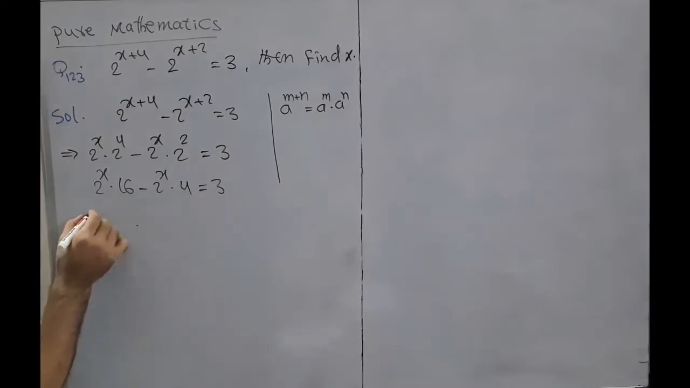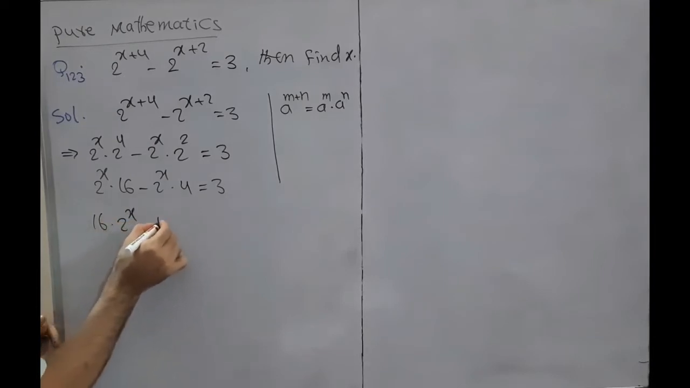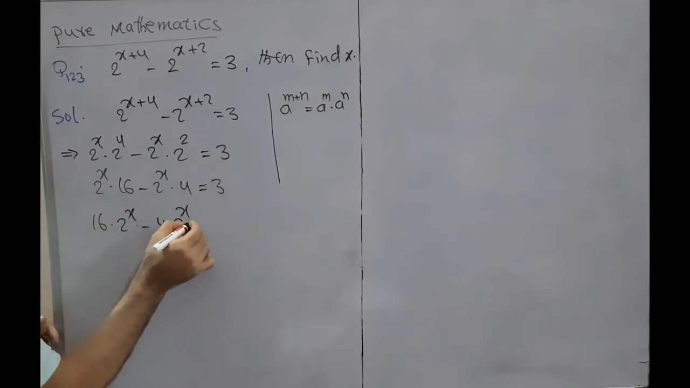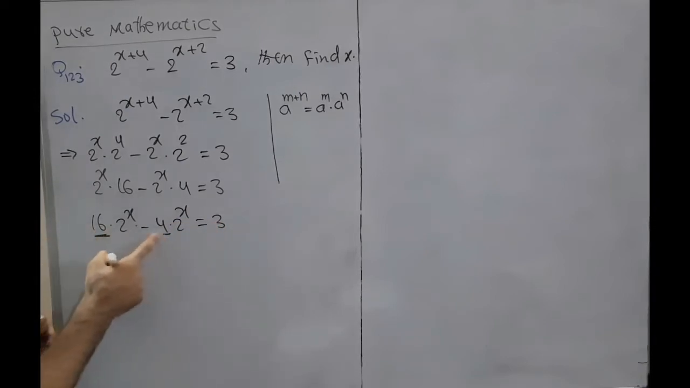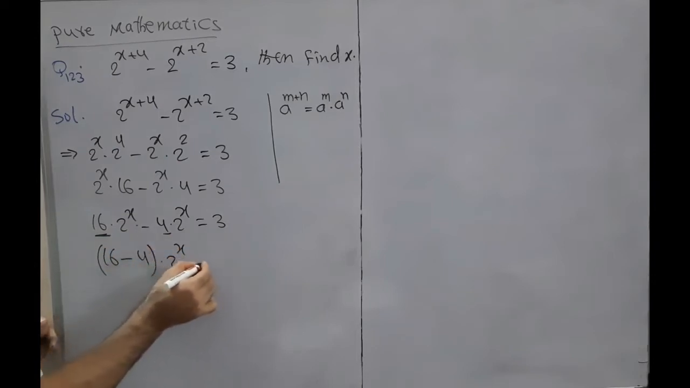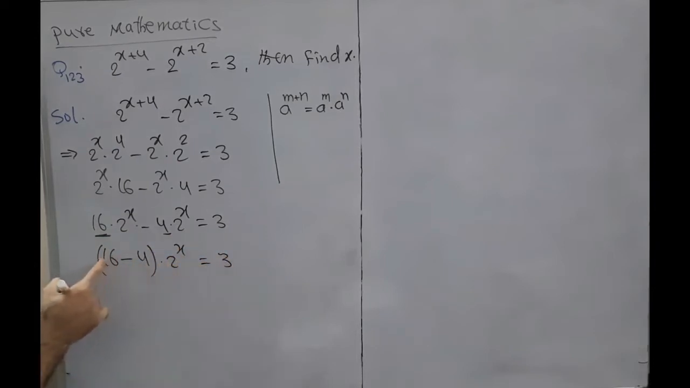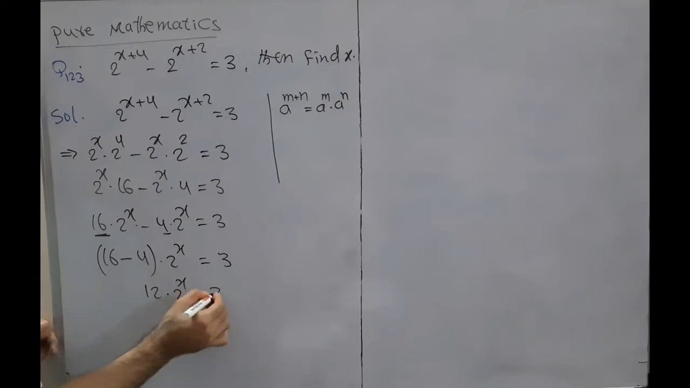Here we can write 16 into 2 to the power x minus 4 into 2 to the power x is equal to 3. Here we subtract the coefficients of 2 to the power x. Actually we get 16 minus 4 into 2 to the power x is equal to 3. 16 minus 4 is equal to 12, so 12 into 2 to the power x is equal to 3.